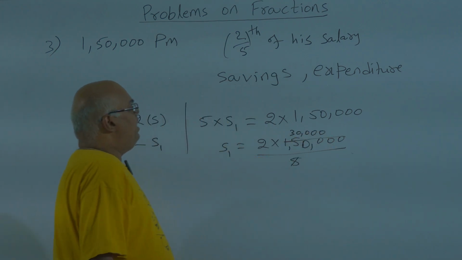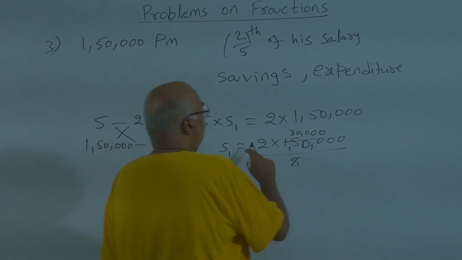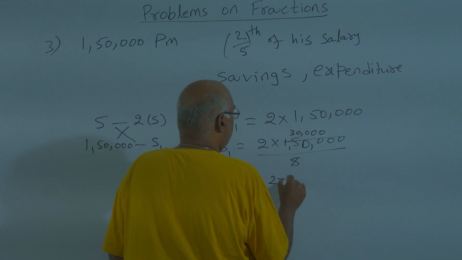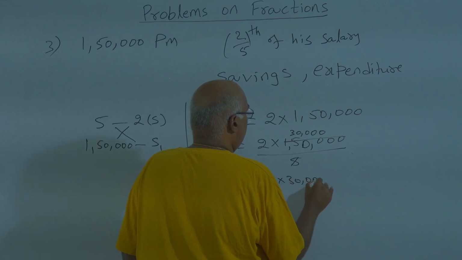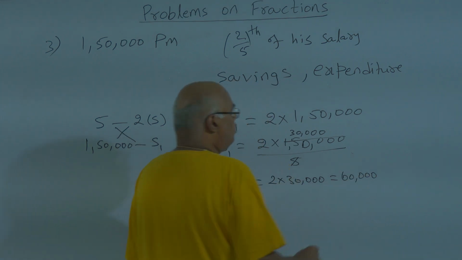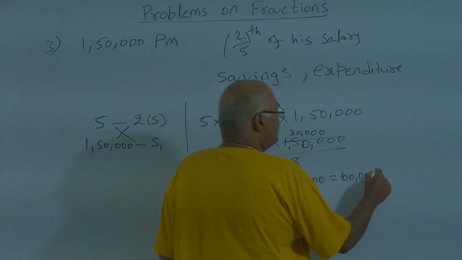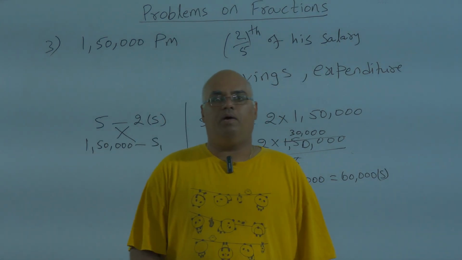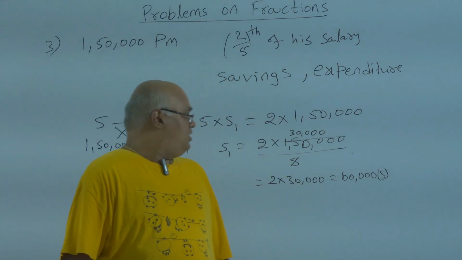So if you cancel with 5, you will get 30,000 in the numerator. So 2 into 30,000 is equal to 60,000. So this 60,000 is nothing but savings of Raju. So out of 1,50,000 which is earning per month, he is saving 60,000.